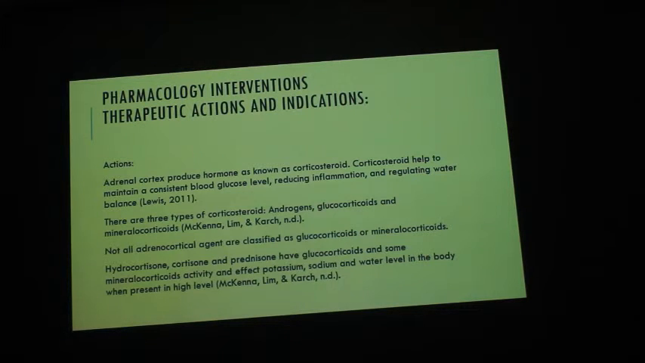Treatment for Addison disease is hormone replacement therapy. The adrenal cortex produces hormones known as corticosteroids. There are three types of corticosteroids: androgens, glucocorticoids, and mineralocorticoids. Hydrocortisone, cortisone, and prednisone have glucocorticoid and some mineralocorticoid activities and effects.